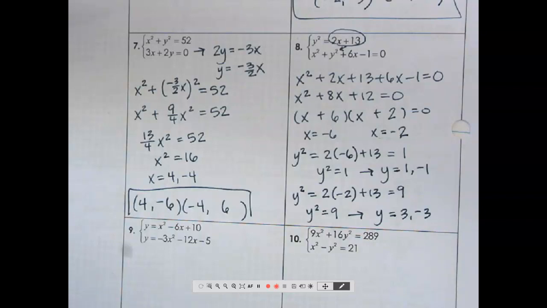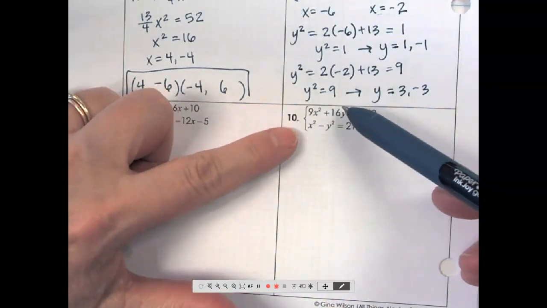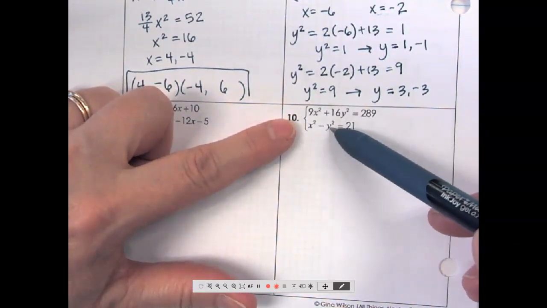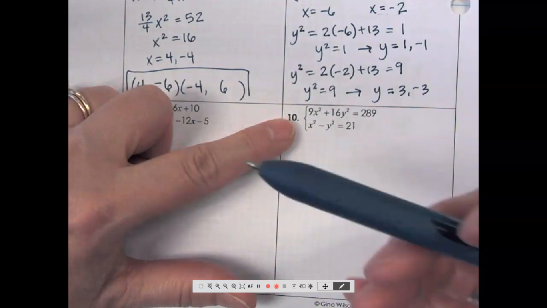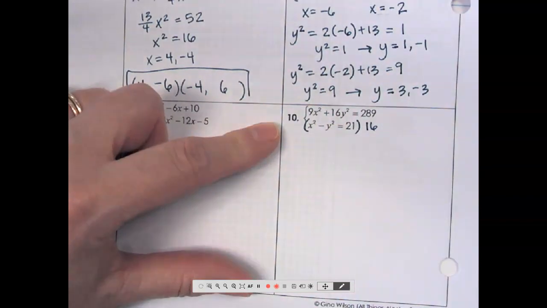Okay, last one. 10. How would you approach 10? Okay, good. I'm going to make y'all do something different on this one. I'm going to use elimination. Because, look, everything's lined up. X squared, y squared equals constant. But what if I just multiply this bottom equation by 16? Wouldn't the y squareds go away? Then I would just have x squared. So we've used substitution a lot. I'm going to do elimination on this one.